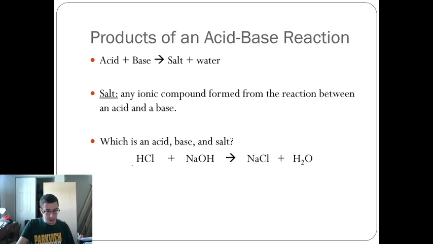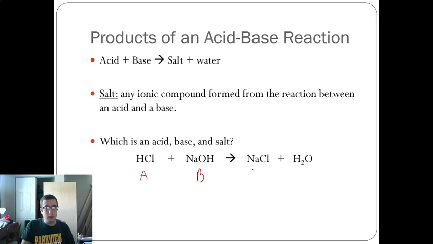Looking at HCl, that's pretty obviously going to be the acid just from the Arrhenius definition. Also, if we go over and find the chlorine on the other side, we see it's lost its hydrogen, so that's another hint there. So HCl is going to be our acid. NaOH has an OH there, so by the Arrhenius definition, that is definitely a base.